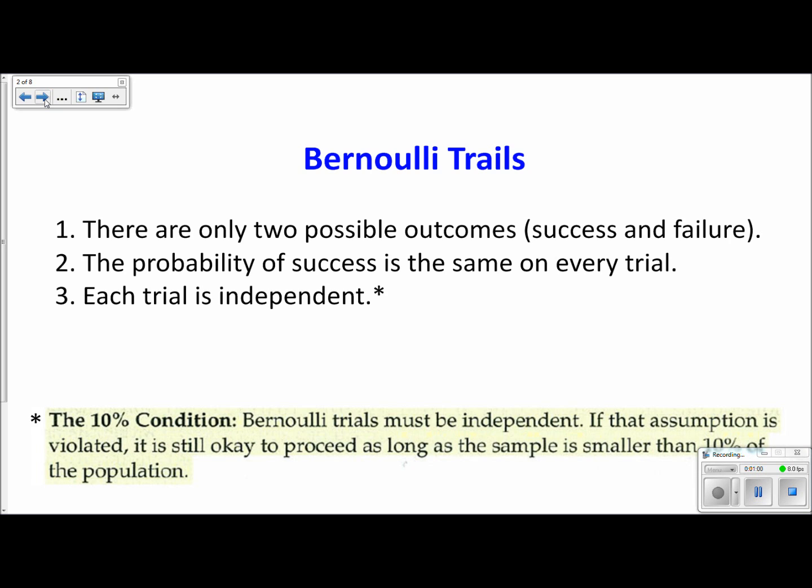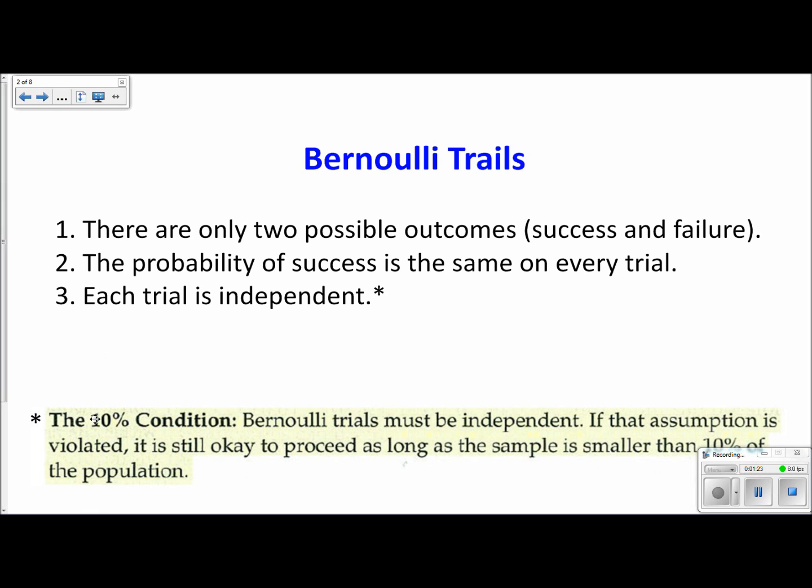The second is that the probability of success will be the same on every trial. As I do it repeatedly, the chance of success will be constant. The third is that each trial is independent, so that one trial doesn't affect the next one happening. And that's usually true.